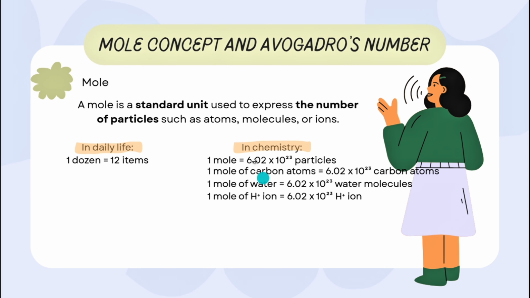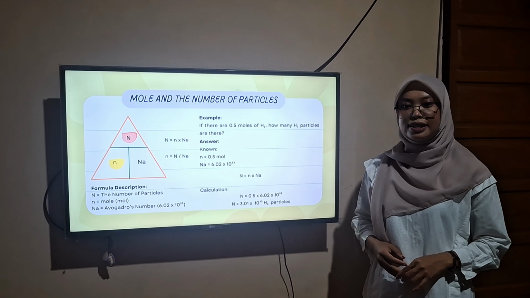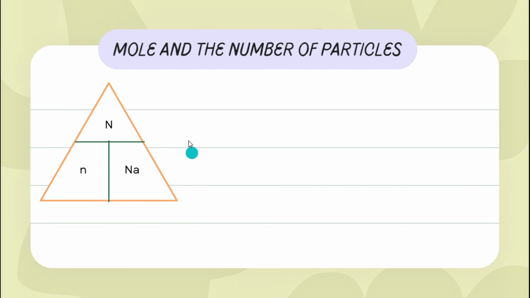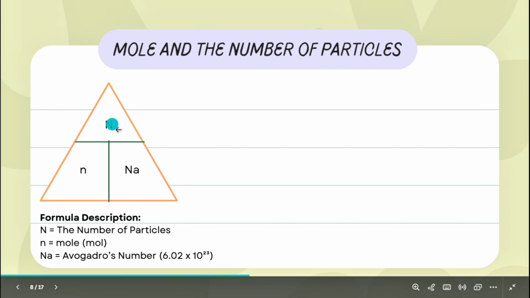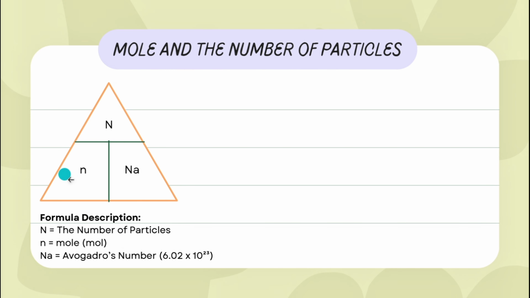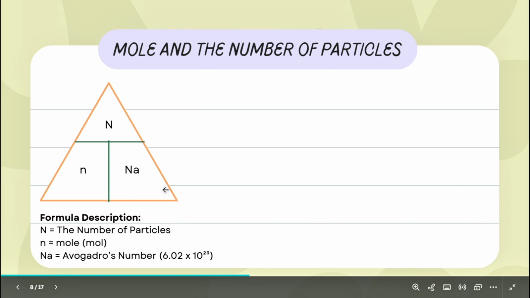The particles can be atoms, such as carbon atoms, molecules like water molecules, and ions, such as hydrogen ions. Now, let's look at the relationship of the mole and the number of particles. Here's the magic triangle. This triangle helps you find any formula depending on what you're looking for. We have 3 variables here. At the top of the triangle is the number of particles, this one is the mole, and NA is Avogadro's number. The rule is simple.